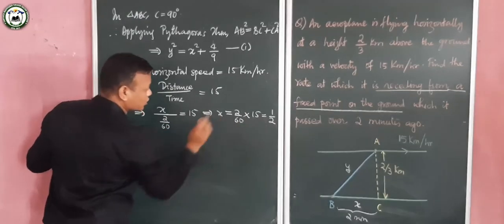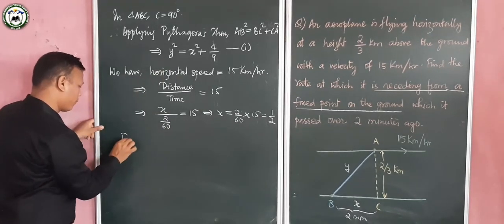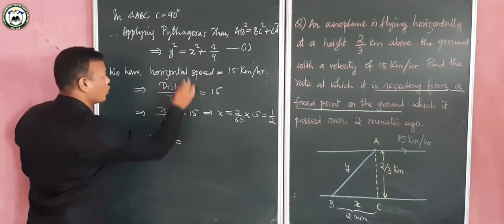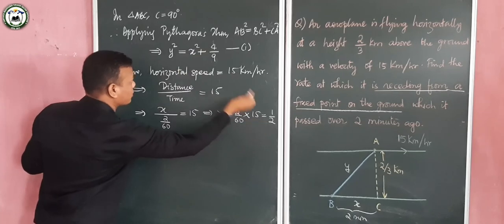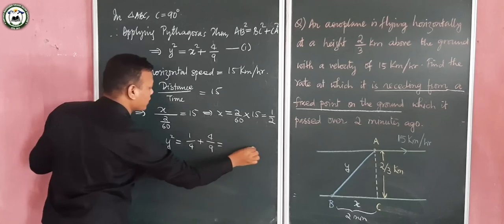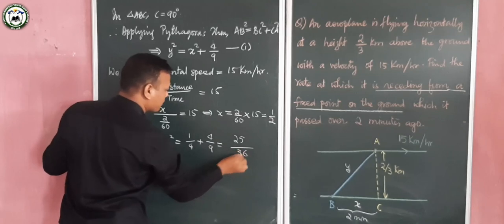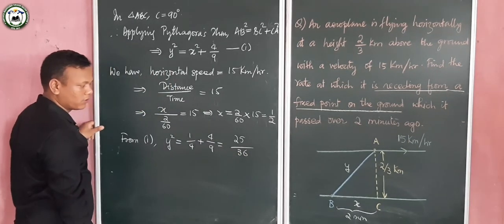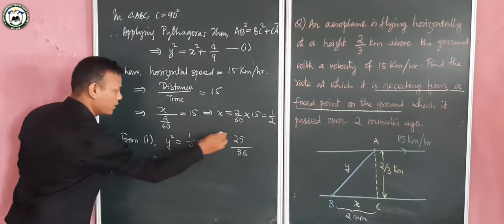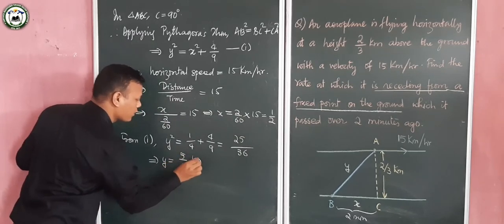Okay, so if x is this much, now let us calculate the value of y from equation 1. From 1, we have y squared equals half squared, so x squared means half squared, that is 1/4, plus 4/9. Let us simplify this. When you simplify, I think you will get 25/36. Just check it out by yourself. So the value of y will be the square root of 25/36, which is 5/6 kilometer.